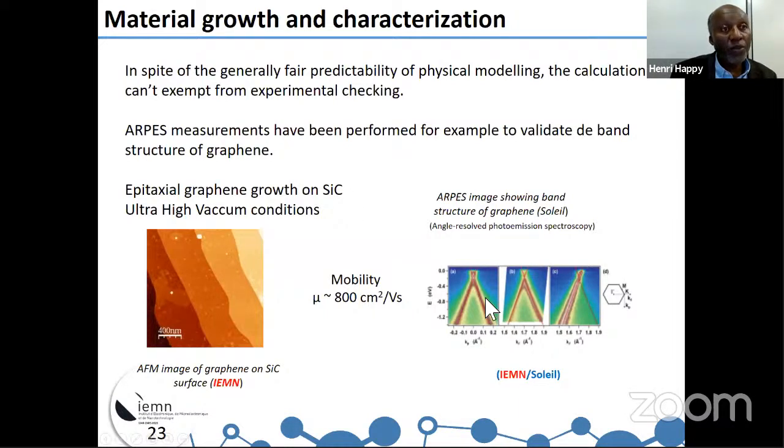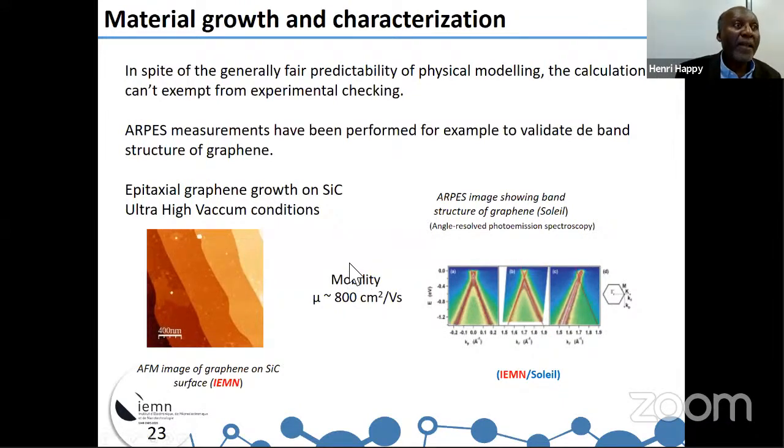We can see the band structure of graphene in this kind of material. That means we have a linear band structure, as expected by physics. And unfortunately, in this material, the mobility is not very high. It is around 800 centimeters square per volt per second. We can achieve 1,000 sometimes.